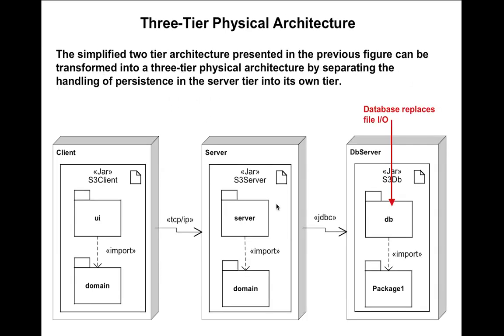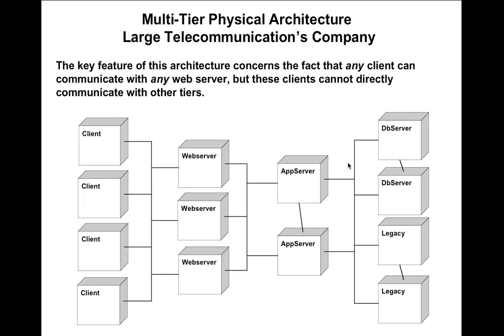The three-tier, distributed. So now we have the client, the server, and the database server, or the file I/O, that's brought out and put onto a separate server. So we have actually two servers now. One's going to be called the application server. The other one's going to be called the database server. And then here's a multi-tiered physical architecture.